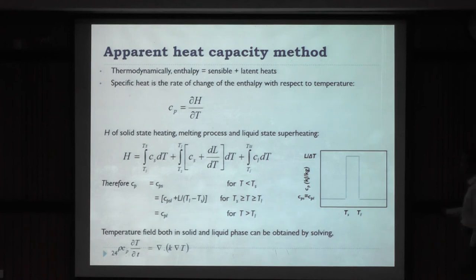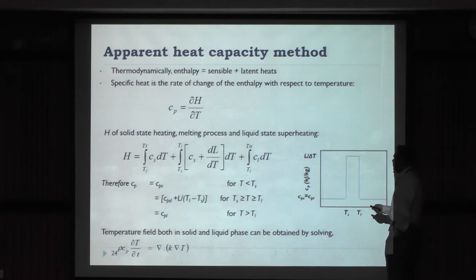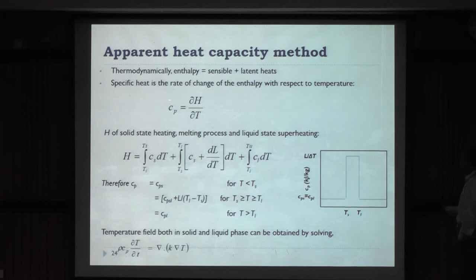Now, another method which is very popular is called the apparent heat capacity method. This method is very easy to implement, where they don't change anything; they only manipulate the CP value, meaning the specific heat value. During the solid phase, they take the specific heat of the solid, and during the liquid phase, they take the CP value as CPL, the liquid specific heat. However, during the phase change, they incorporate the latent heat in this form. They plot the latent heat as a function of temperature, and take that melting occurs over some temperature difference, specified as T solidus and T liquidus, the solidus temperature and liquidus temperature, and they calculate this final CP in this fashion.